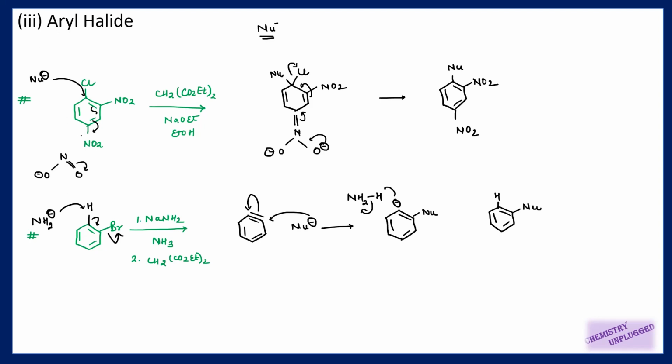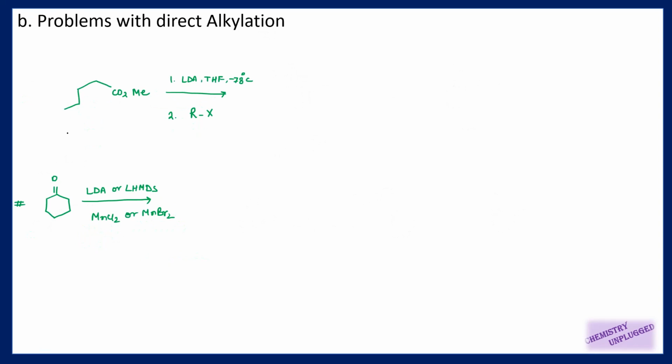Then we will look at what the problems associated with direct alkylation are. First we will see how we can do direct alkylation, then we will talk about this topic. So again we have an ester group here, so we can remove a proton from this position, and it will form an enolate, right? In the next step I am using an alkyl halide, so this charge will come back and R will attach here, right?